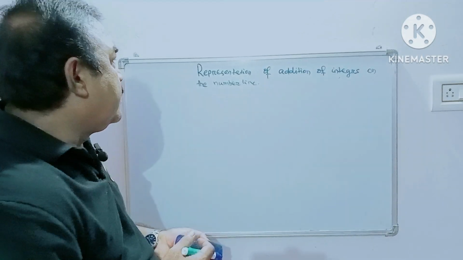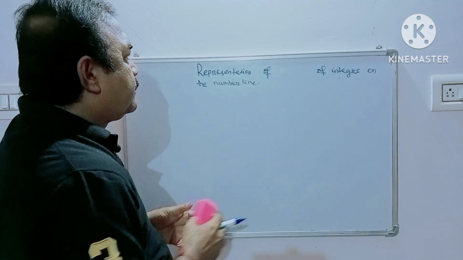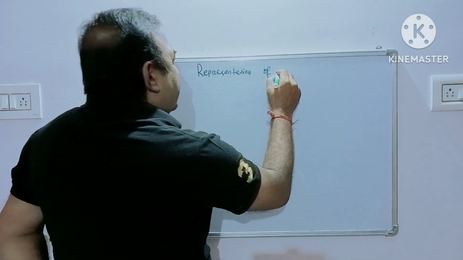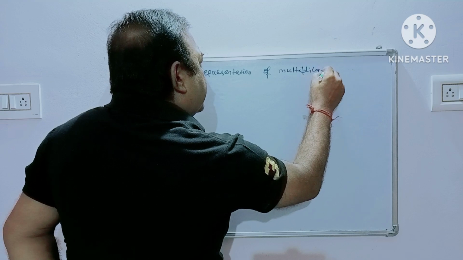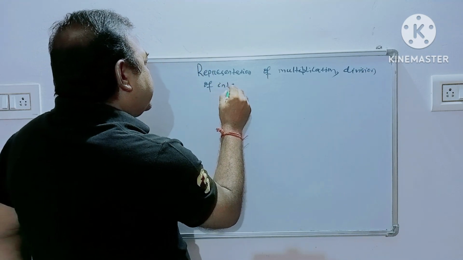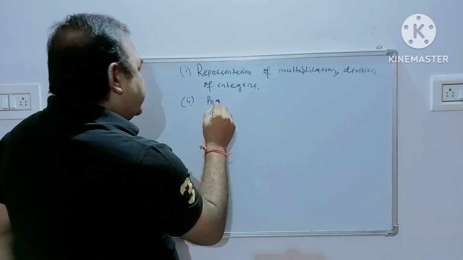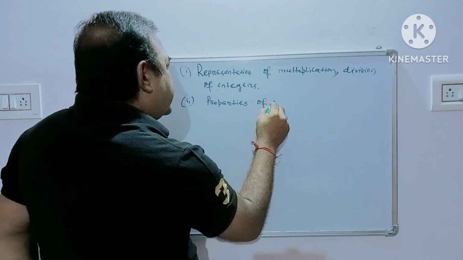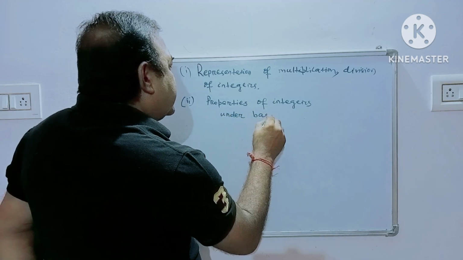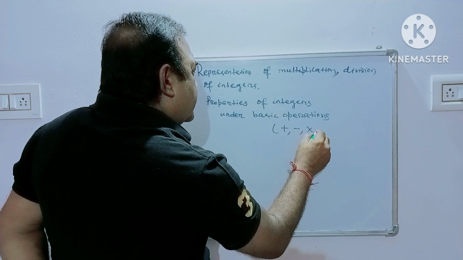Okay? So in the next video, we'll study the representation of multiplication, division of integers, and also we will discuss the properties, which are most important, properties of integers, and basic operations, that is addition, subtraction, multiplication and division. These are called the basic operations.